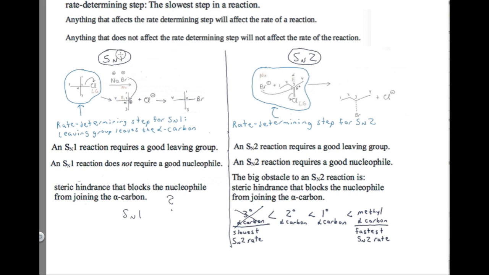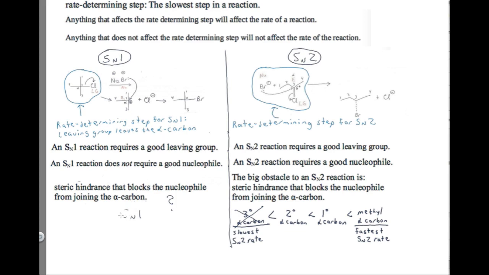Well, remember again, in an SN1 reaction, the nucleophile does not participate in the rate-determining step. Here's the nucleophile attacking the alpha carbon, and this is happening after the rate-determining step. Remember, anything that does not affect the rate-determining step will not affect the rate of the reaction. So it doesn't matter how much steric hindrance there is when the nucleophile attacks this alpha carbon, because that's not occurring in the rate-determining step. The rate-determining step doesn't involve the nucleophile at all. All that happens in the rate-determining step for an SN1 reaction is that the leaving group leaves.